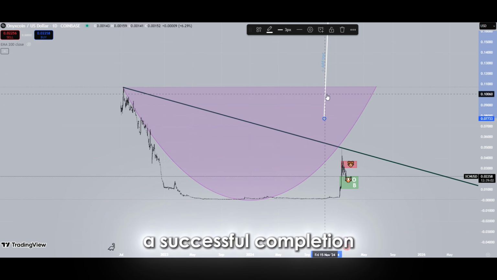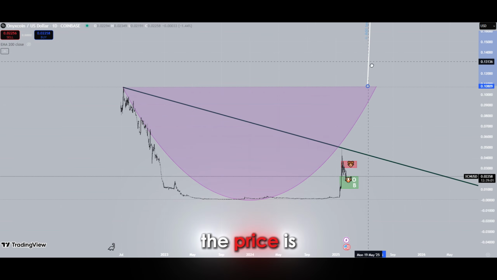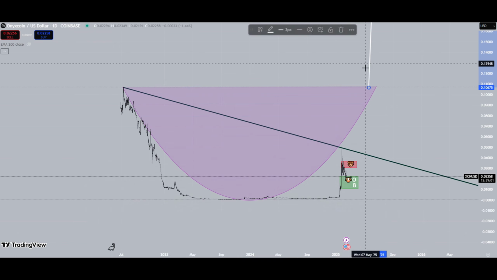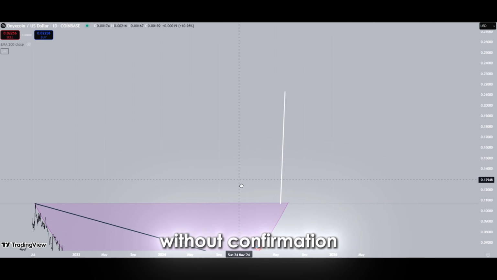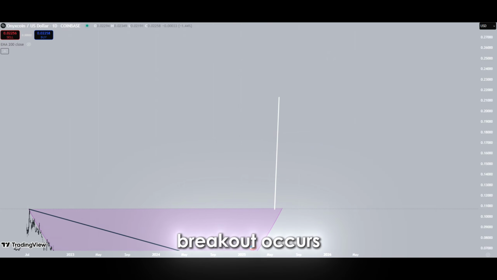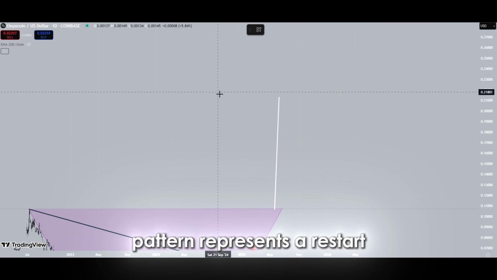In case of a successful completion of the dish pattern, the price is likely to enter a significant uptrend. However, caution should be exercised, and no trades should be taken without confirmation until a decisive breakout occurs and the dish pattern represents a restart.